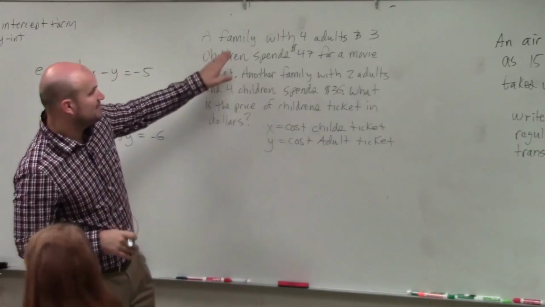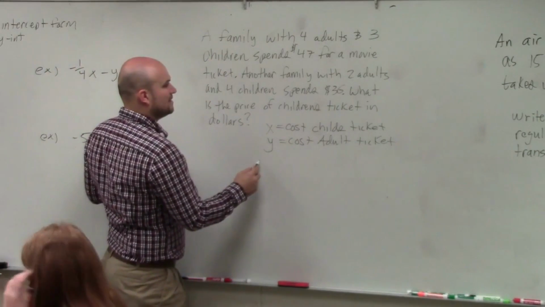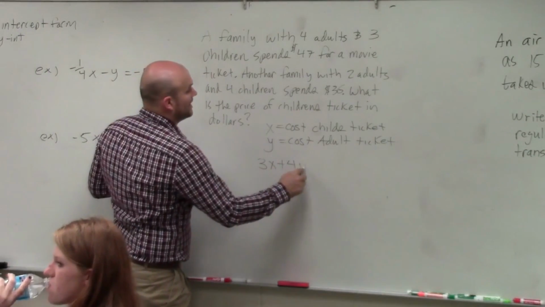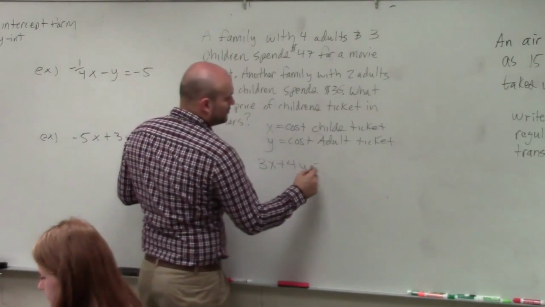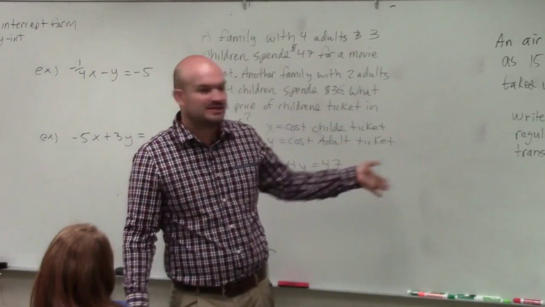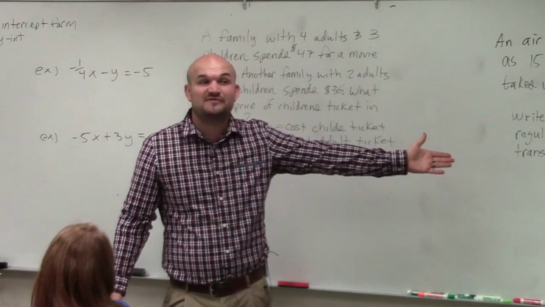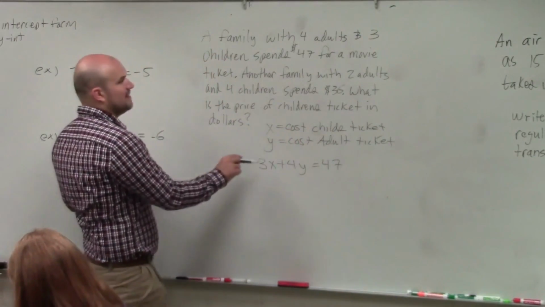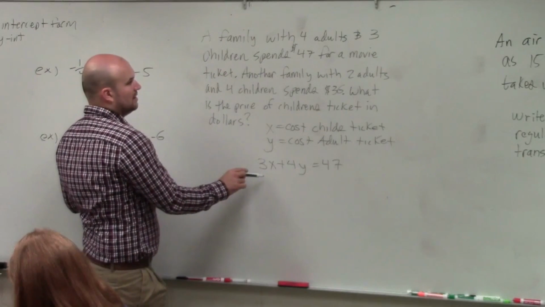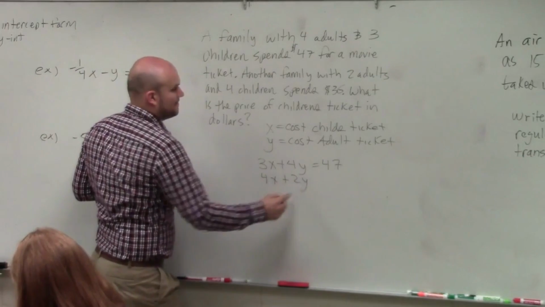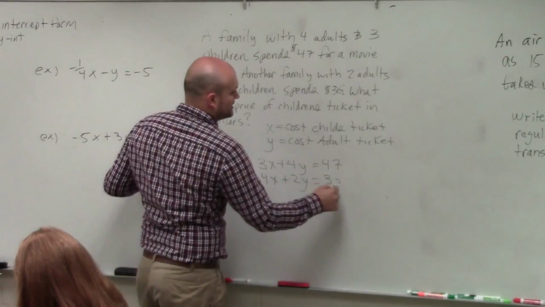Yes? So we know that, let's say, 3x plus 4y is equal to $47. Do you guys see how it's kind of different in this situation? It's equal to, whereas that one could have been 15 cargo, but it could have been less. That's why we use the inequality. And then the other one would have 4x plus 2y is equal to $36.